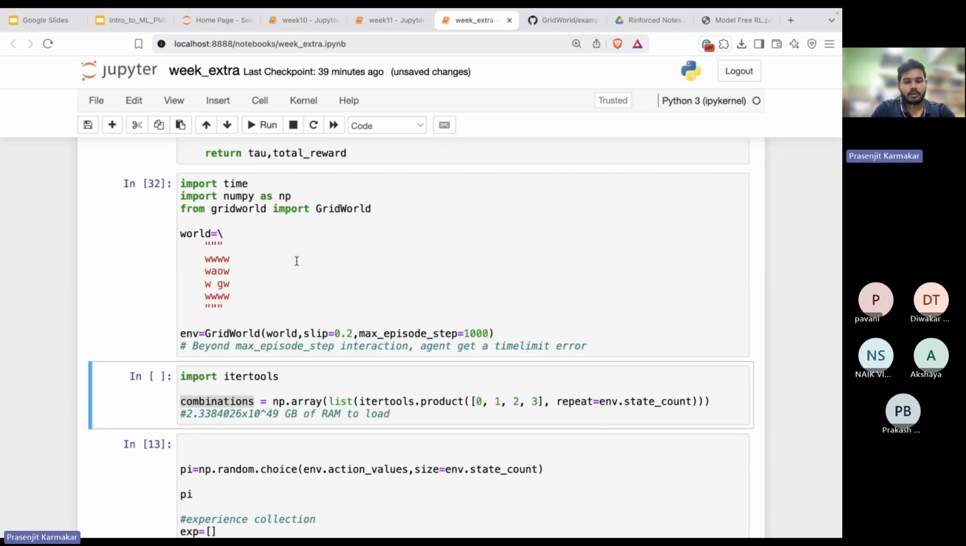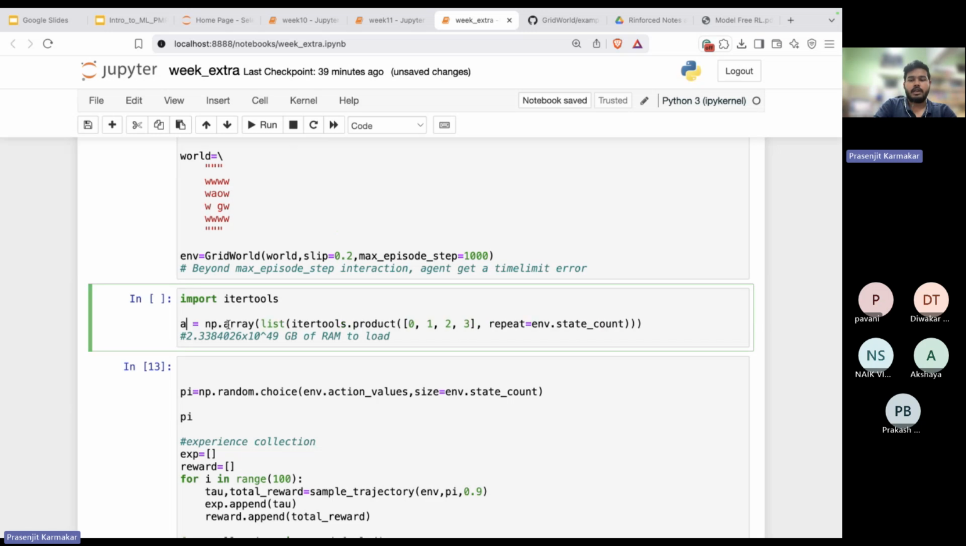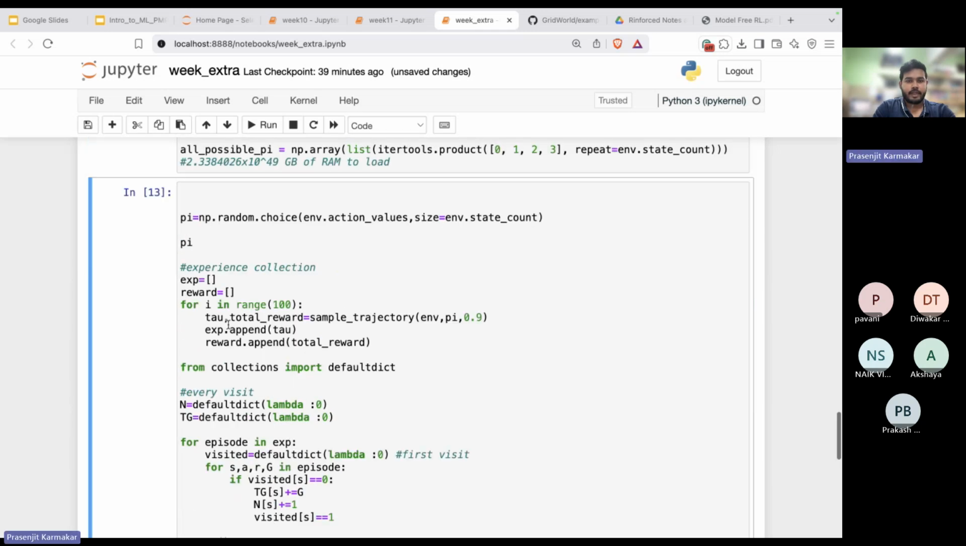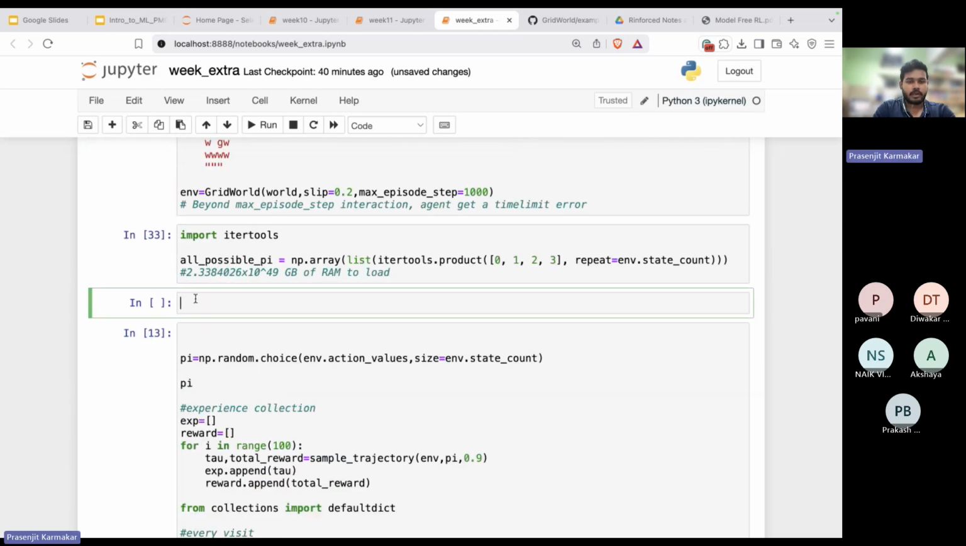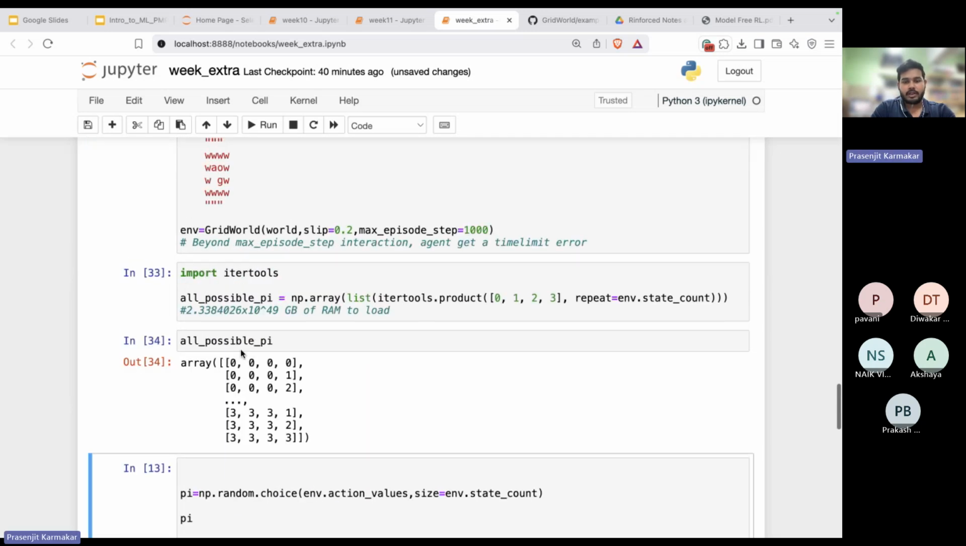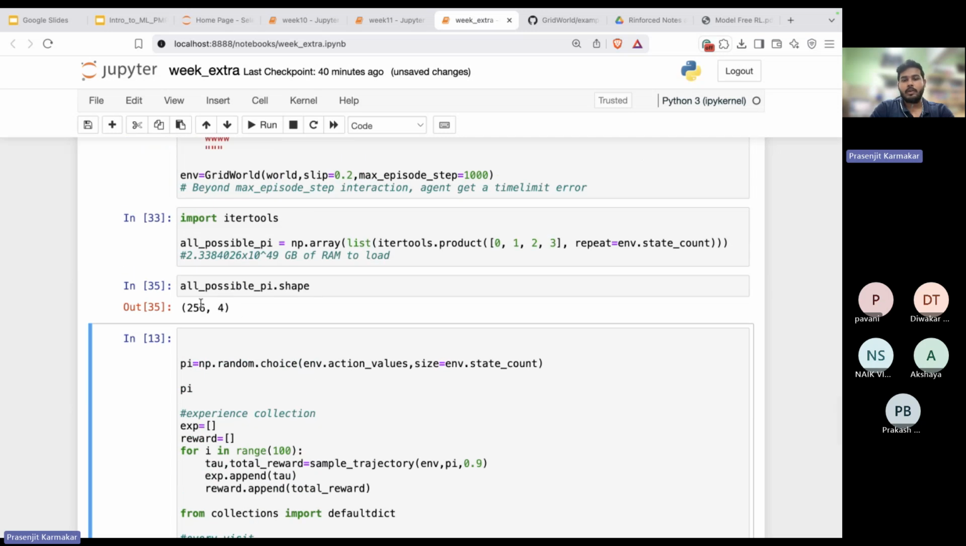Get all possible policies. So here I can write all possible pi and see how many pi's we have at this point. This is not that much. If I just check, it is actually 256. There are 4 states, so 256 possible policies.